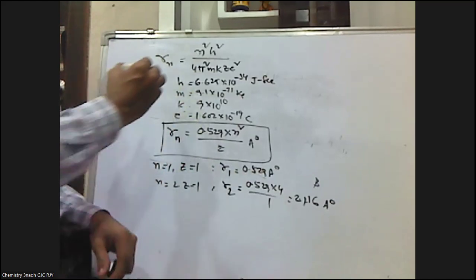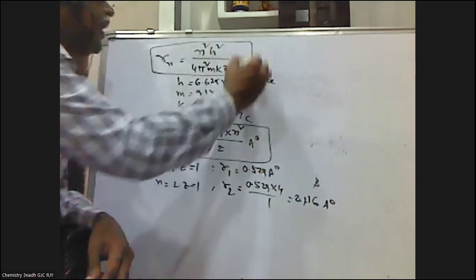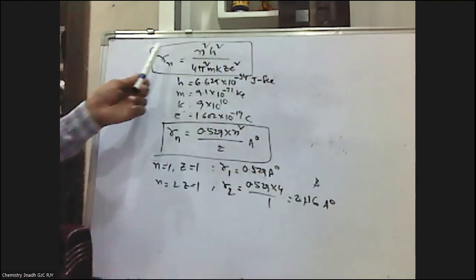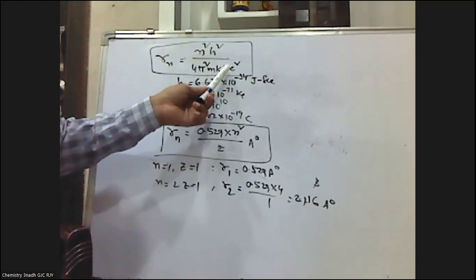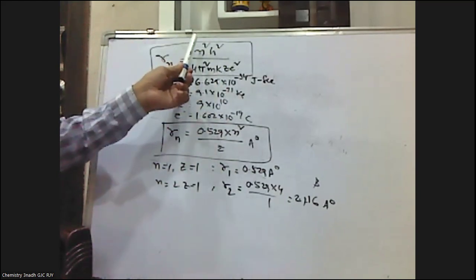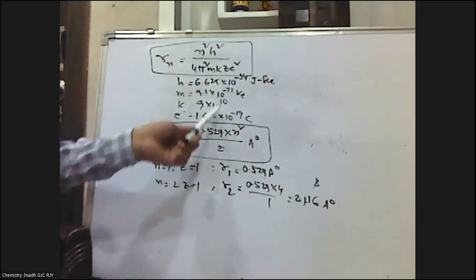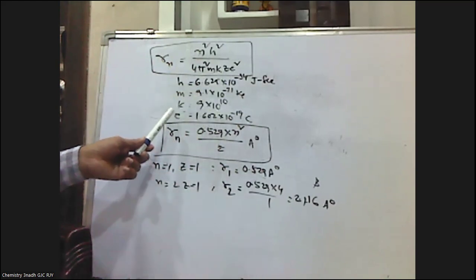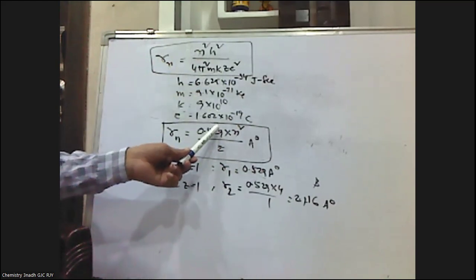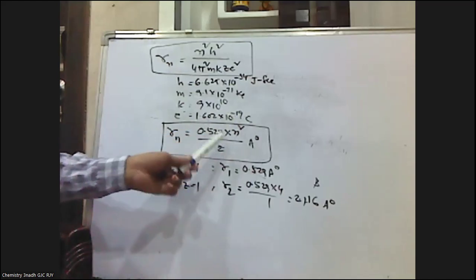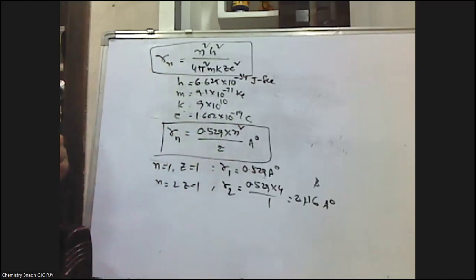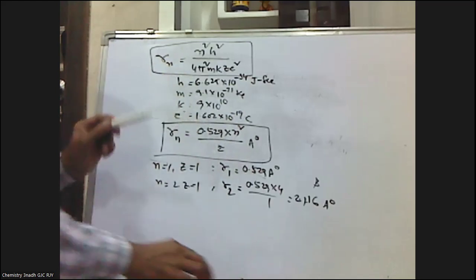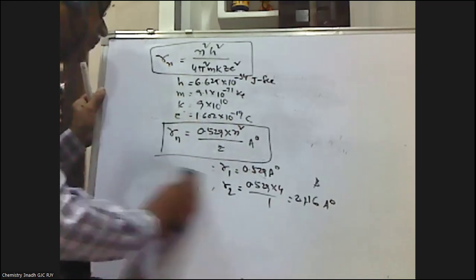So this is the expression for the Bohr's orbit. Rn is equal to n square h square by 4 pi square m into k into z into e square. So if we substitute the values, we will get a general expression. Rn is equal to 0.529 into n square by z. So this is the expression for the radius of the Bohr's orbit for hydrogen-like species.